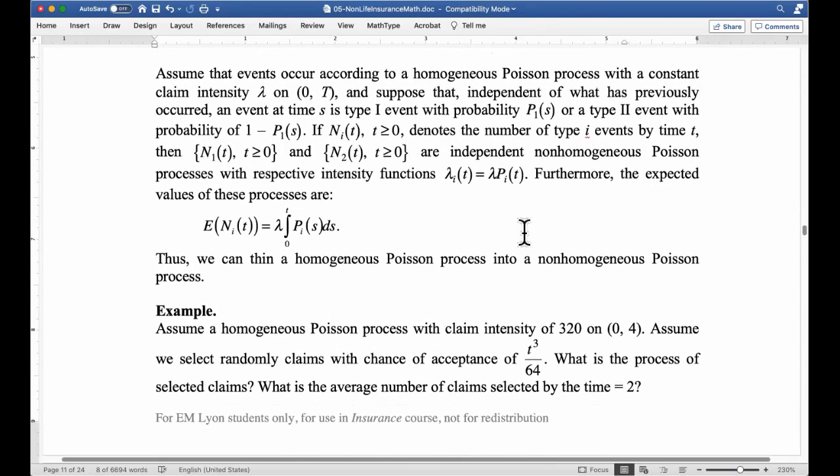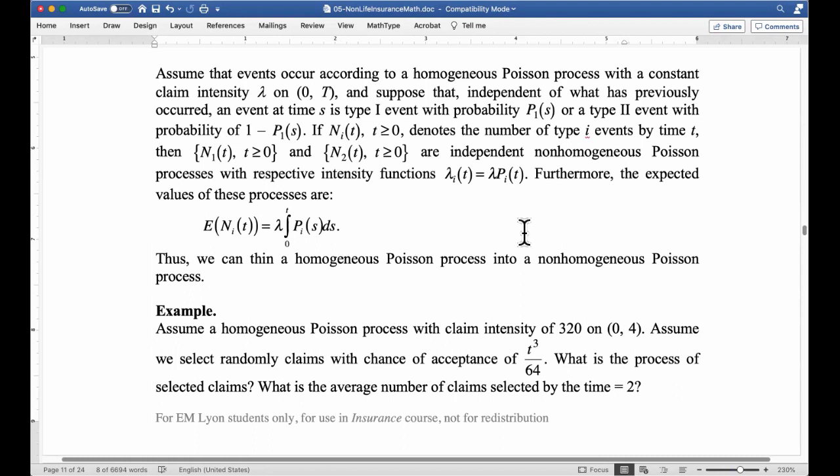Now, assume that events occur according to a homogeneous Poisson process with a constant claim intensity lambda on [0,t], and suppose that, independent of what has previously occurred, an event at time s is a type 1 event with probability P1(s), or a type 2 event with probability 1 minus P1(s). If Ni(t) for t greater than or equal to 0 denotes the number of type i events by time t, then N1(t) and N2(t) are independent non-homogeneous Poisson processes with respective intensity functions equal to lambda times Pi(t).